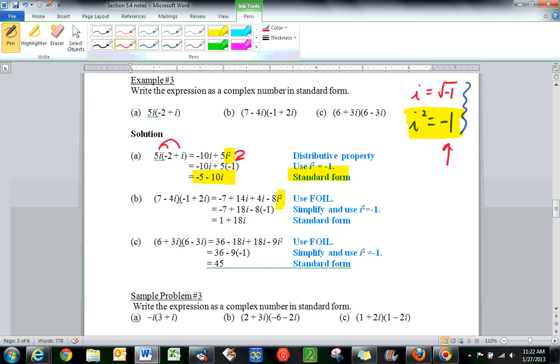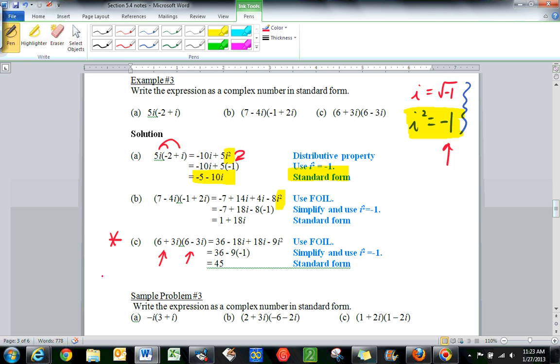Now as you're going through this, you need to pay real close attention to example C. This is probably one of the most important examples in this set of notes. If you look at example C, we have 6 plus 3i times 6 minus 3i. It's kind of like a difference of squares problem, except this is a little different from the standpoint that we have an imaginary unit in here, which is going to create a unique situation. So we have a different sign within the same terms.